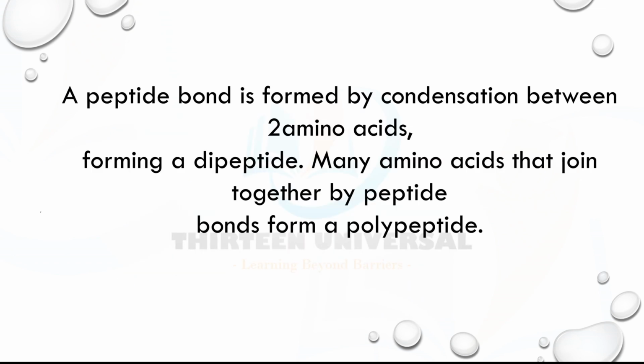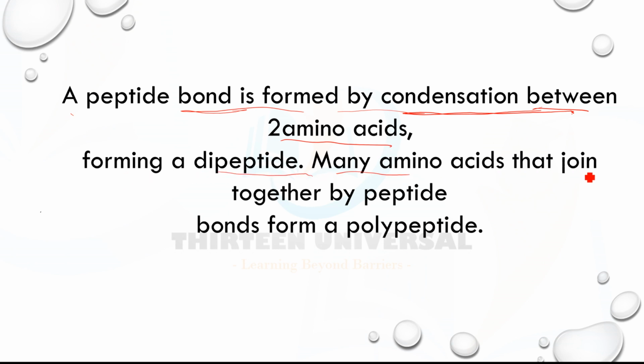Okay. So let's go to the next concept. A peptide bond is formed by a condensation reaction between two amino acids. Now, guys, let's get into how peptide bonds are formed. It's formed by a condensation reaction. Remember that monomers undergo condensation reactions to form their polymers. Between two amino acids, forming a dipeptide.